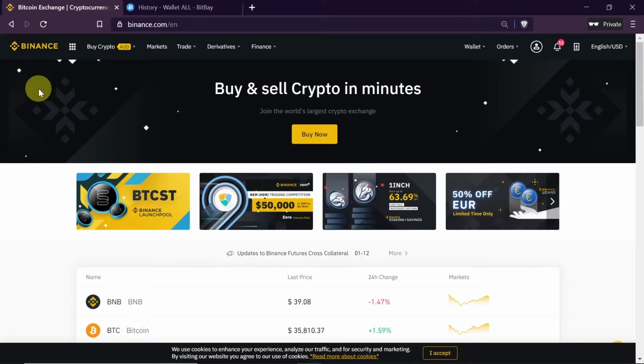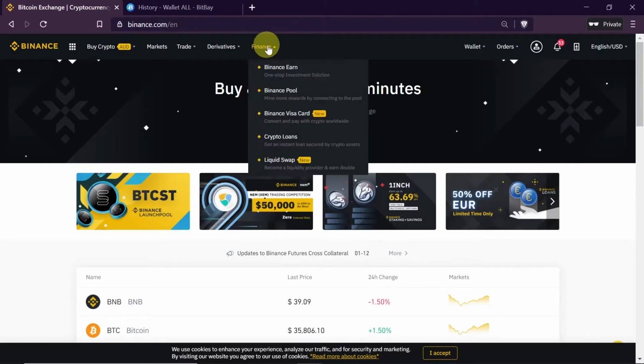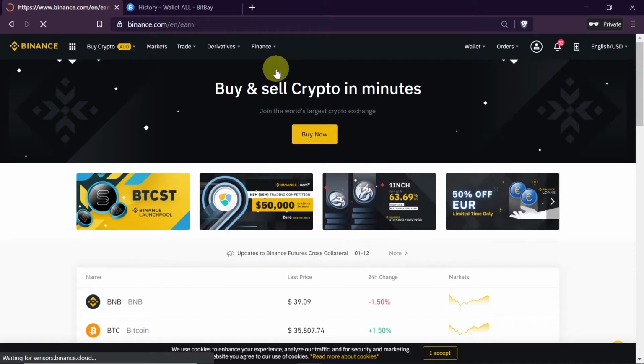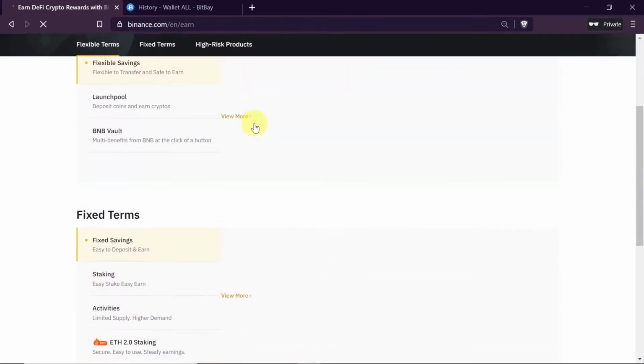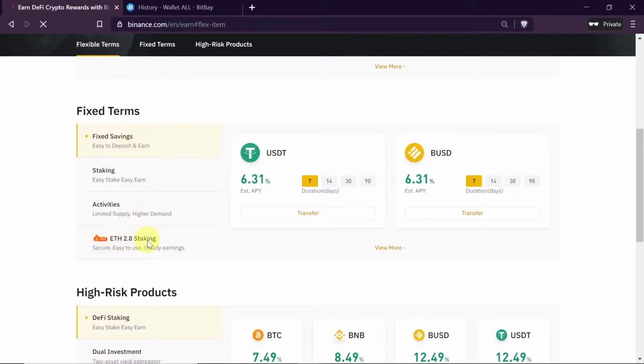So once you create your account, you need to log into Binance, and as soon as you do this, from the menu up here, we need to click on Finance, and then we need to go to Binance Earn. Once we get to Binance Earn, scroll down until you see Fixed Terms, and then under Fixed Terms there is ETH 2.0 staking, so click on it.